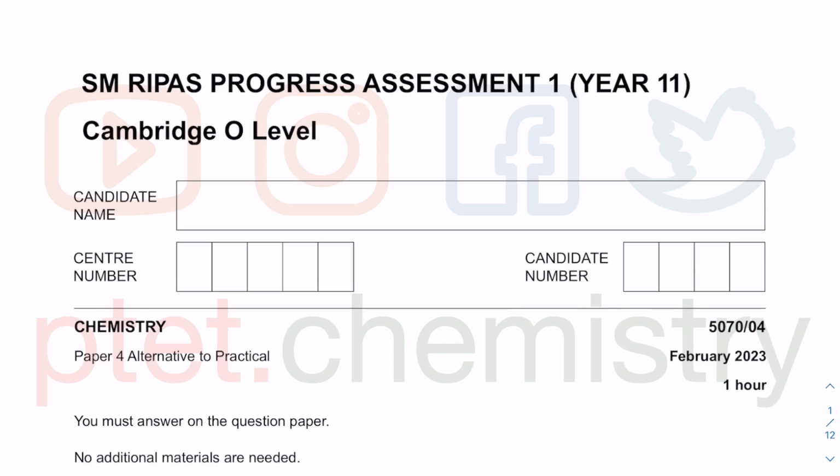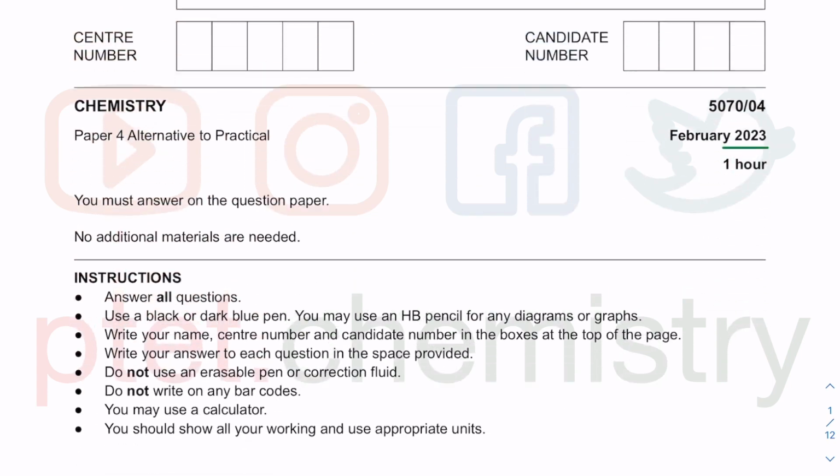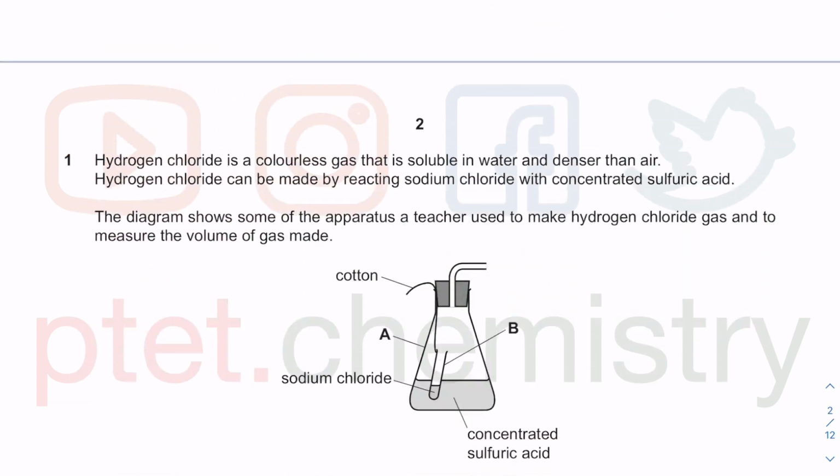In this tutorial video, we'll go through this February 2023. This is not an official past year paper tutorial, but just a school assessment. This is for the 14 to 16 years old O level. Similar to IGCSE chemistry, this is paper 4 for the 5070 Cambridge International O level. This is alternative to practical, a 1 hour paper.